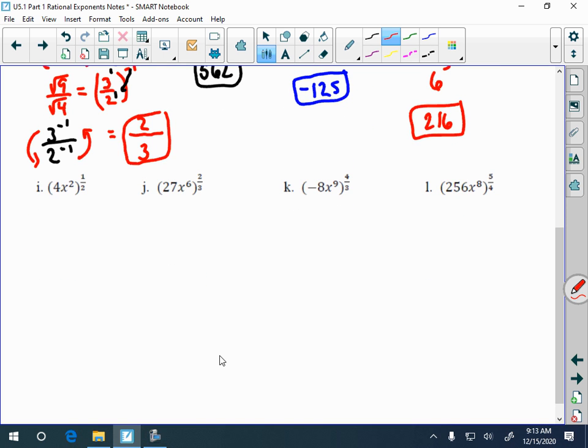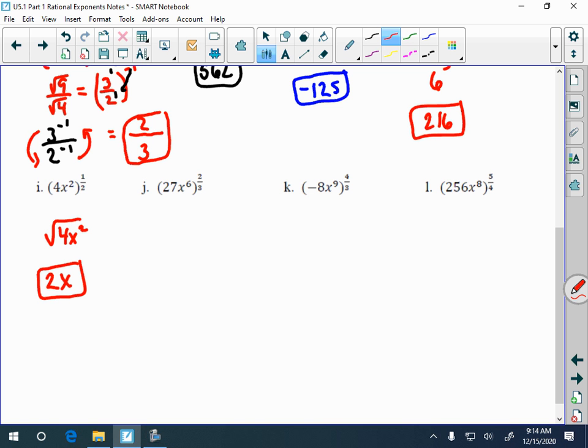All right, I. So we have 4x squared to the half, so we're going to convert this to a radical. So it's the square root of 4x squared. Well, the square root of 4 we know is 2. And the square root of x squared, we should know, is just x.